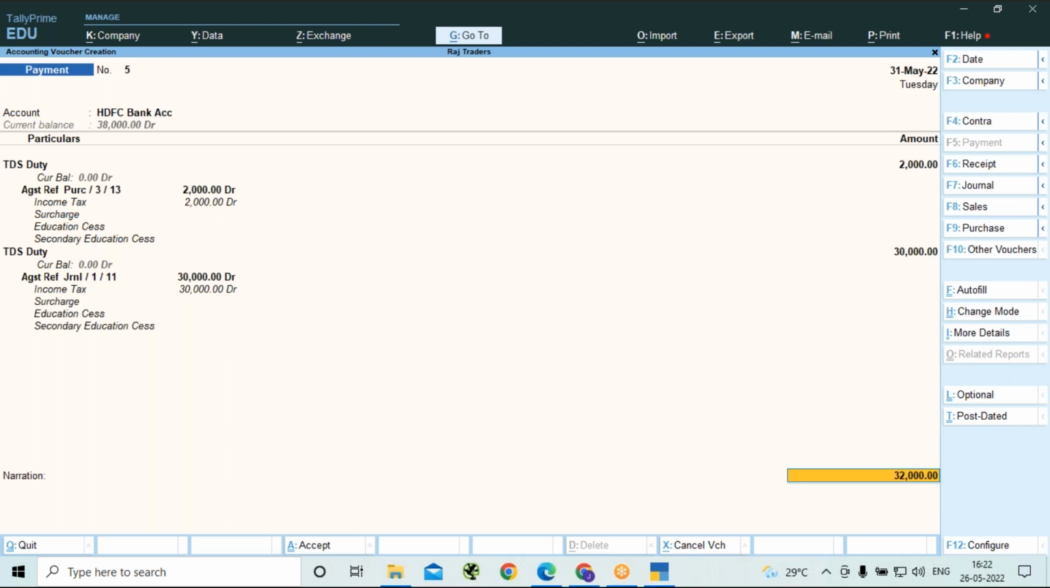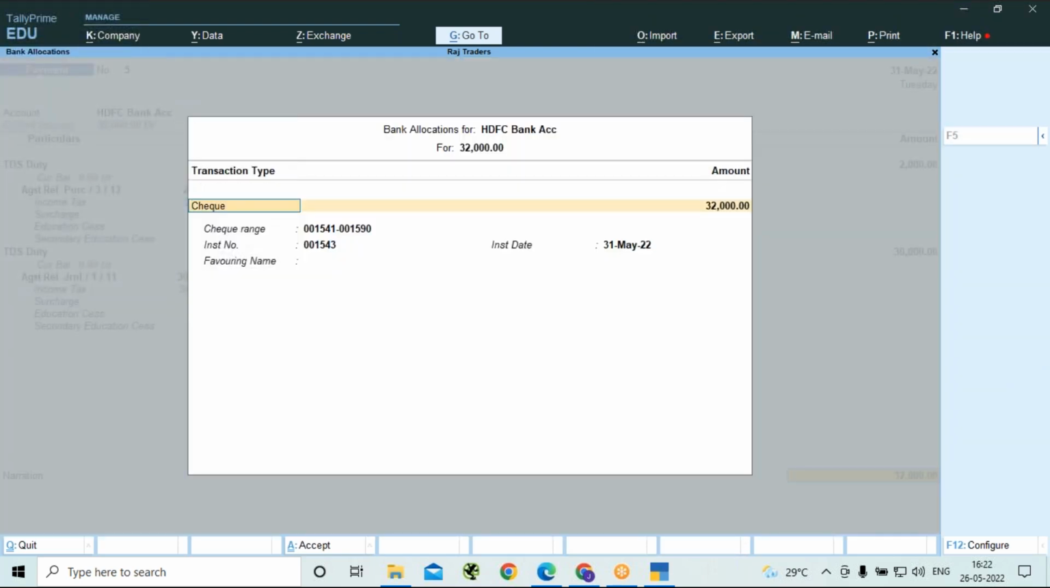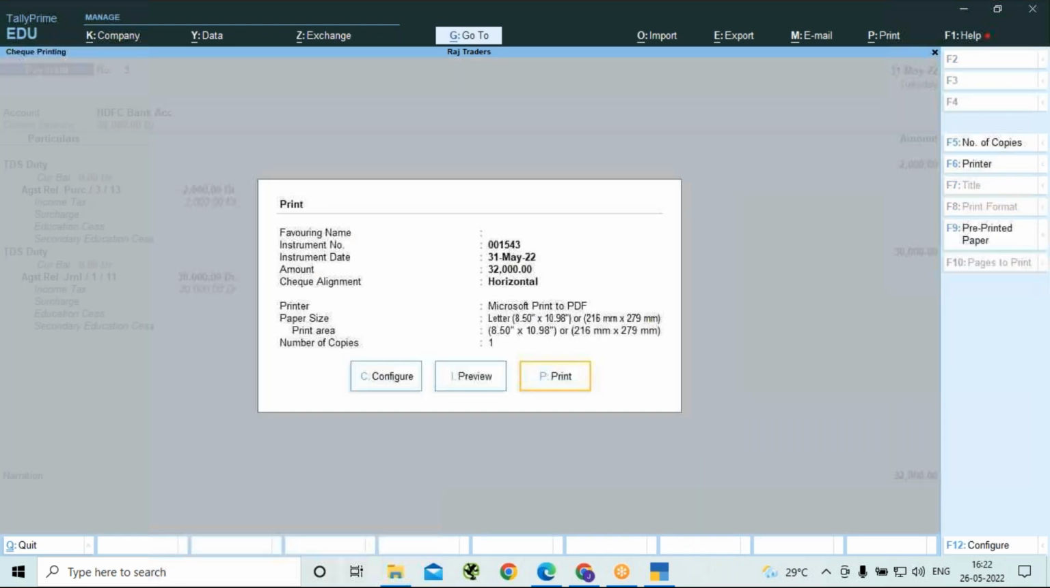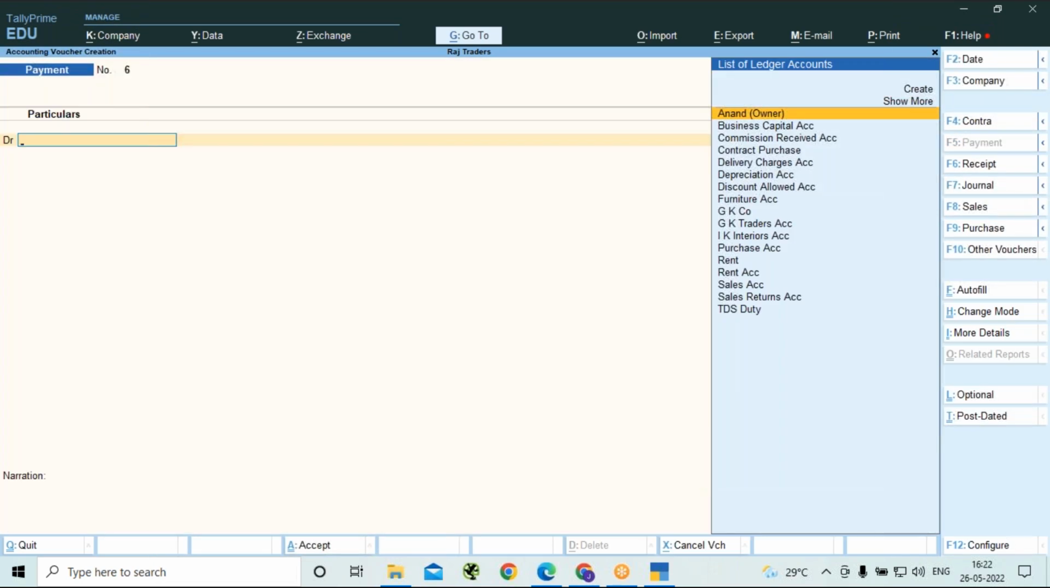Yeah, thank you. So then enter. So that it will show the bank allocation screen because we have taken the bank ledger. So here the cheque range details, everything is going to be taken by itself. I'll just accept this screen. Okay, so I'll just escape.